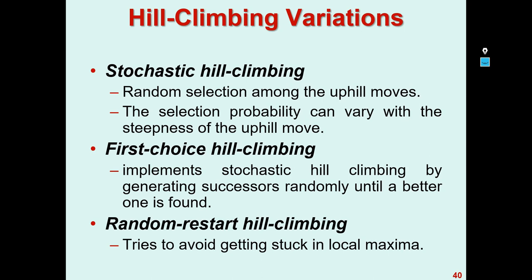And then the next variant is the first choice hill climbing search. It implements the stochastic hill climbing by generating successors randomly until a better state is generated than the current state. So we keep on generating successors randomly until we generate a state which is better than the current one. That is a good strategy when a state has many successors. Let's say we have thousands of successors. In that case, this could be a good strategy.